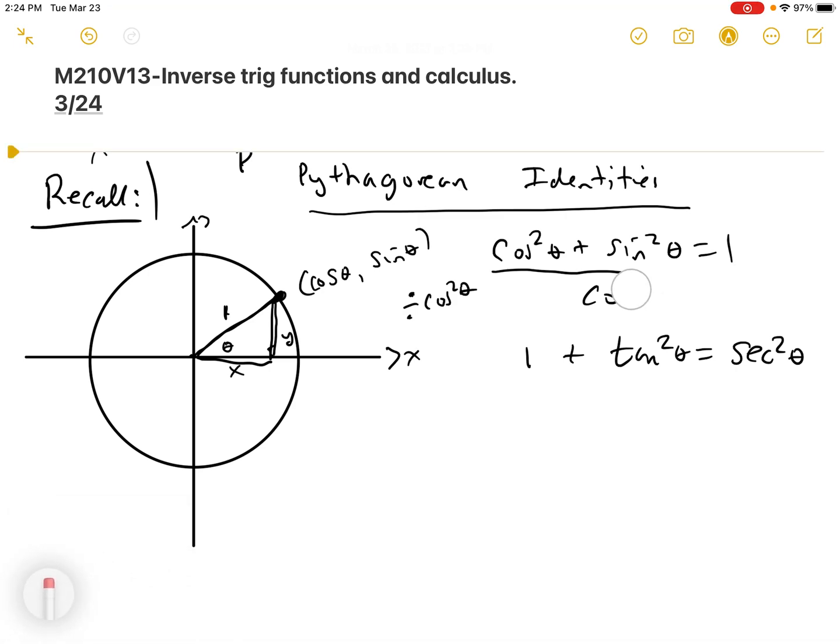These are the only two we actually use, but if you divide through by sine squared, you get cotangent squared theta plus 1 equals cosecant squared theta. You usually don't need this third one. You can get everything done with the other two, as you'll see in a second.